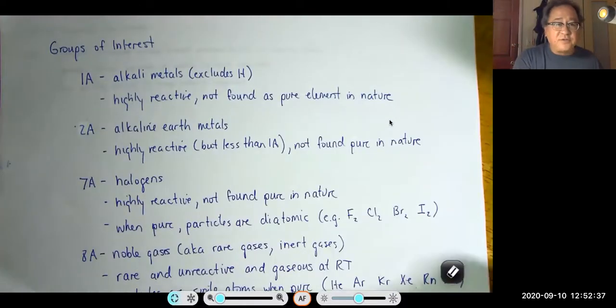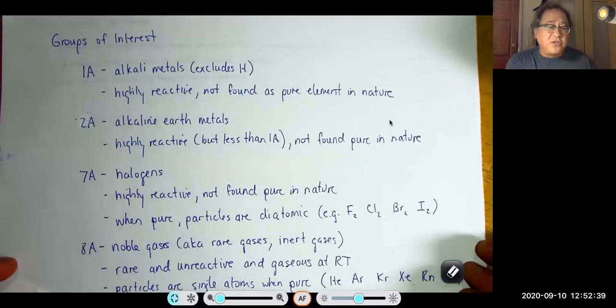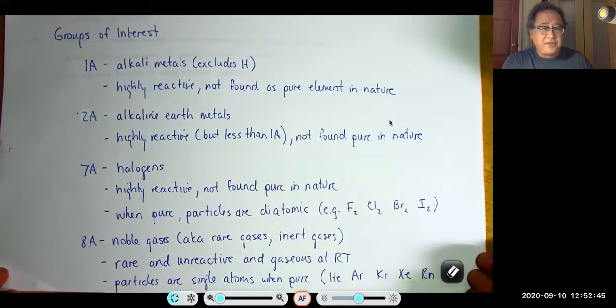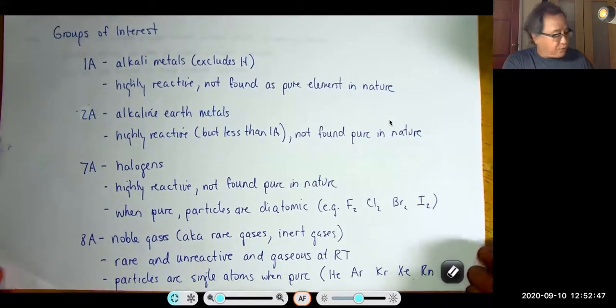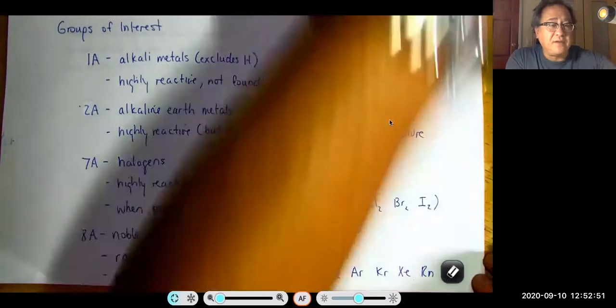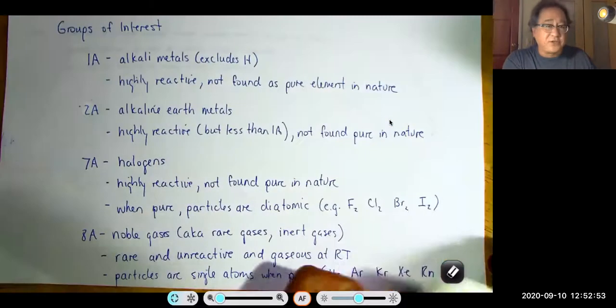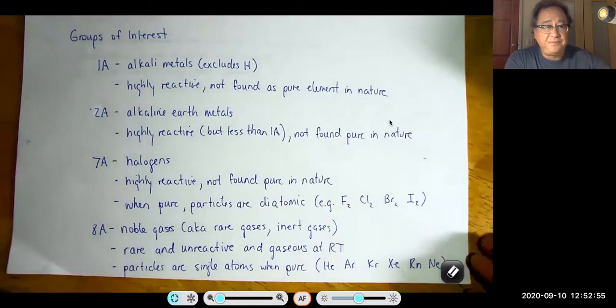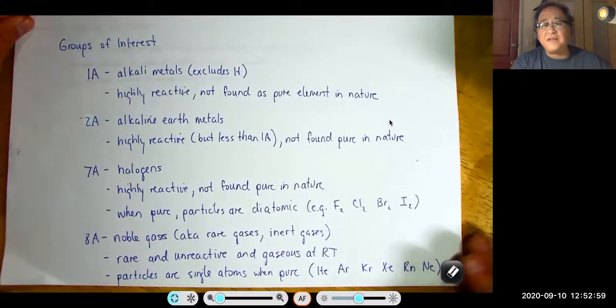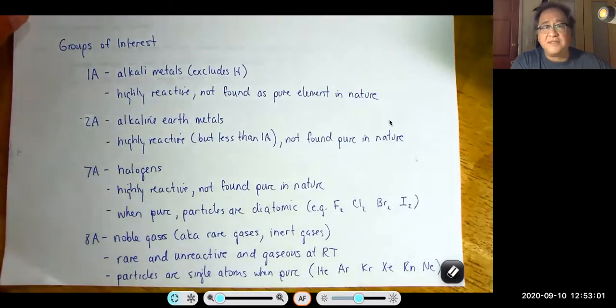Okay, groups of interest on the periodic table that you want to know the names of and some of their properties. It's a very small portion of their properties. So one group of interest is group 1A. They're called the alkali metals. Now, of course, since we're calling them the metals, we're not going to include hydrogen because we consider hydrogen to be a nonmetal. These elements are highly reactive, and you can't find them as a pure element in nature.